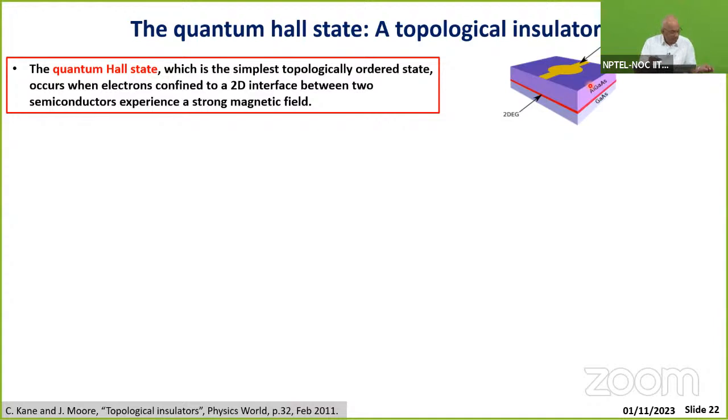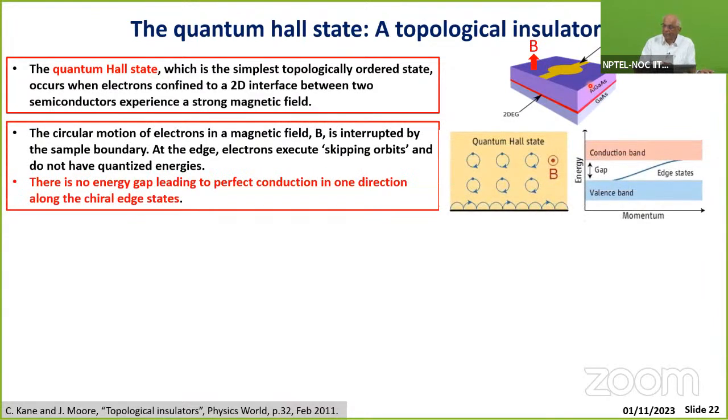And now if you apply a magnetic field perpendicular to that structure, then you have cyclotron orbits in the bulk. It completes the full orbit. But suppose the same electrons near the edge, on the two edges here, the orbit will be skipped because it cannot complete the full cyclotron orbit. So it has to skip to the next one, skip to the next one, skip to the next one, etc. And as a result, what you see is you have conduction along that edge while the bulk is insulating.